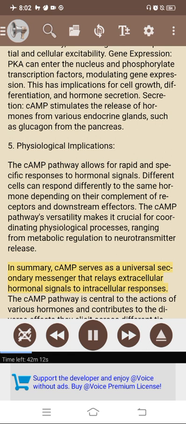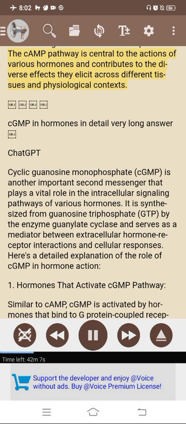In summary, cAMP serves as a universal second messenger that relays extracellular hormonal signals to intracellular responses. The cAMP pathway is central to the actions of various hormones and contributes to the diverse effects they elicit across different tissues and physiological contexts.